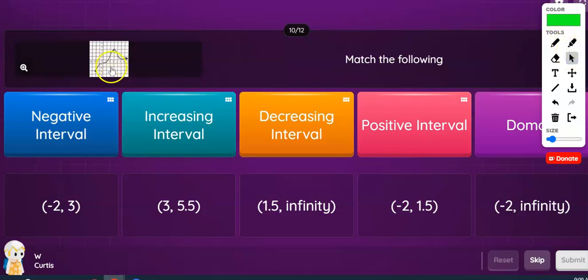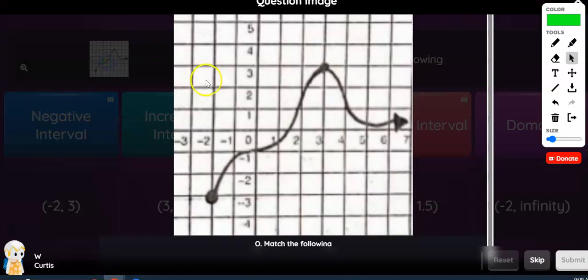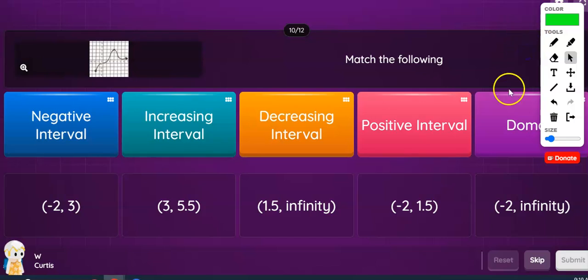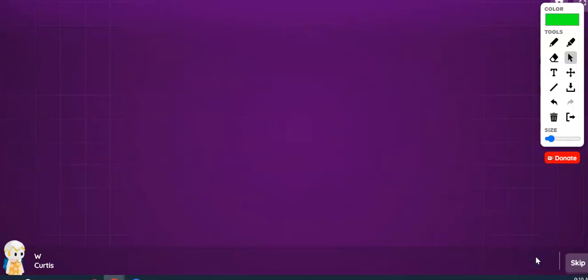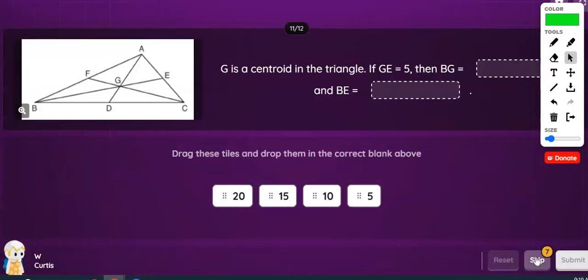Matching the following, I guess there's a question on this. There's like almost always a question on this. We're increasing from -2 to 3. So first up, increase. We're positive from 1.5 to infinity apparently. We're negative. Negative means below the x-axis, from -2 to 1.5. Decreasing from 3 to about 5.5. And I think I got everything. So domain. Domain is left to right, -2 to infinity on domain. So I'm always putting a question in that category. I'm almost always putting an inverse.